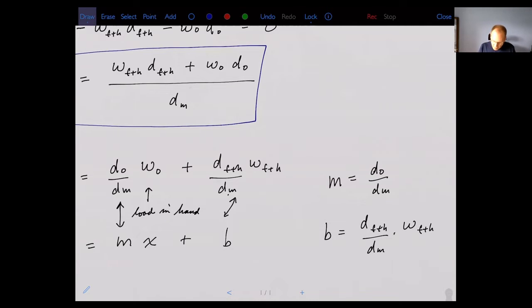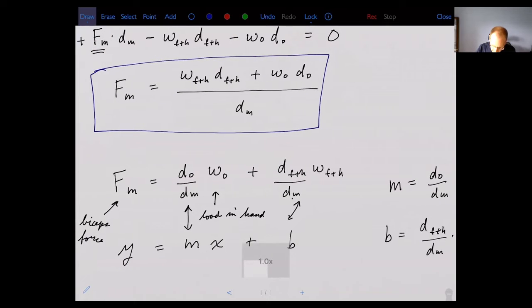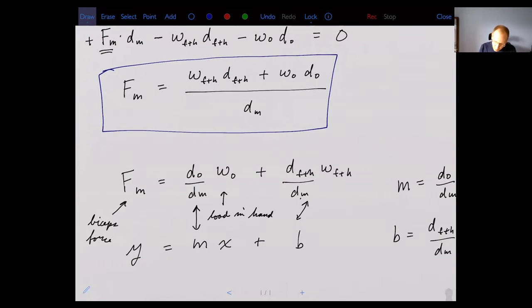Okay, so again, we're going to use both forms of this equation in our lab. All right, let me go back to the lab handout.